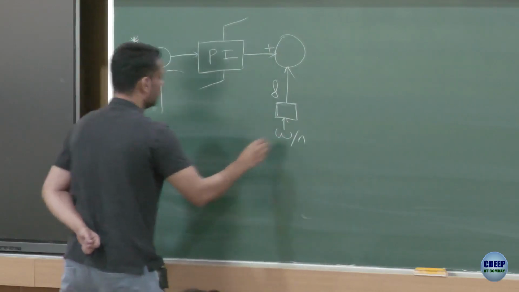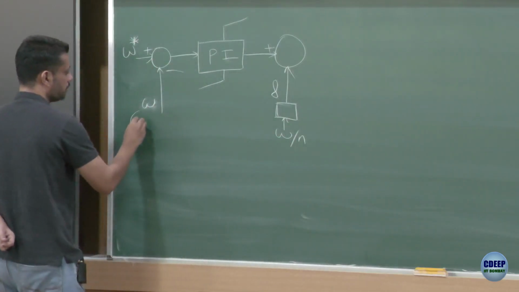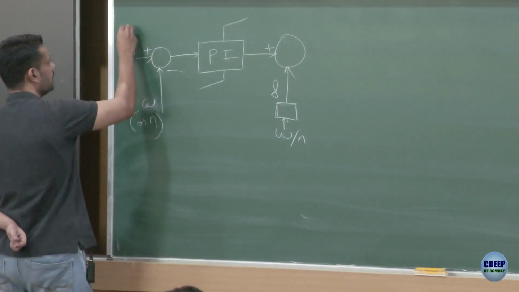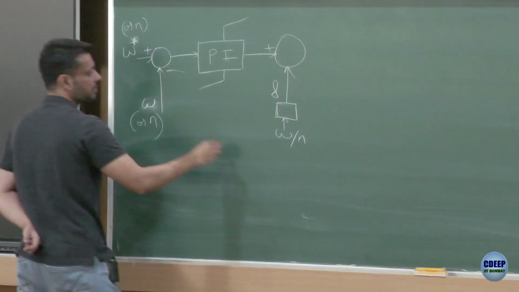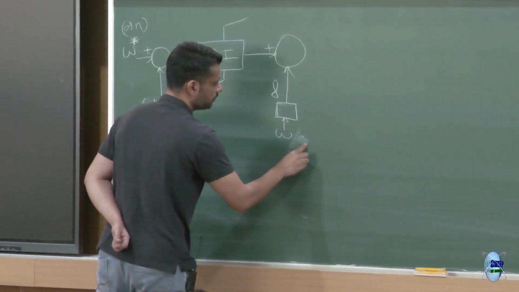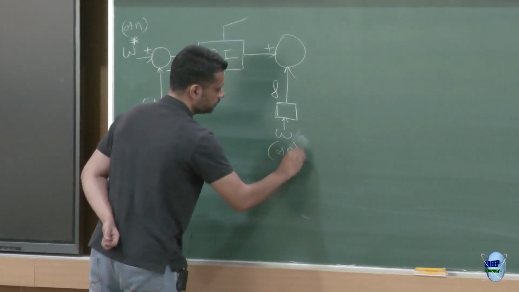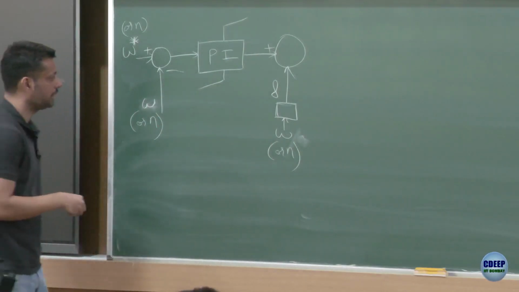This could be omega, or it could be speed in RPM, which I am representing as N. Okay, first let's draw it, then I will explain it to you.